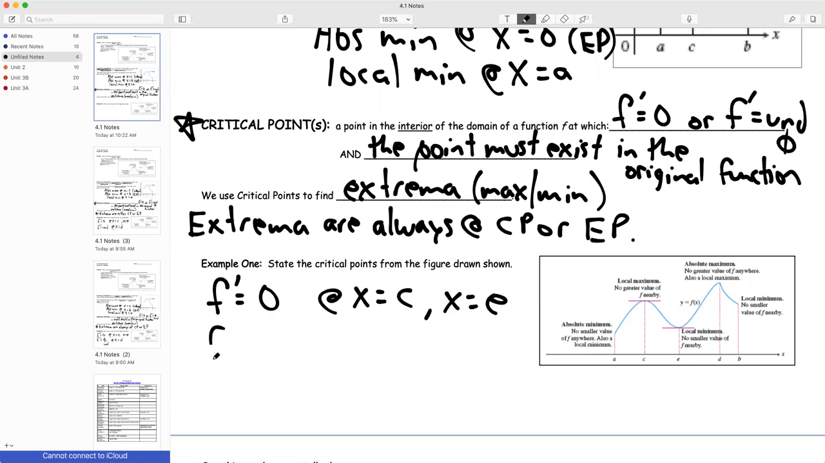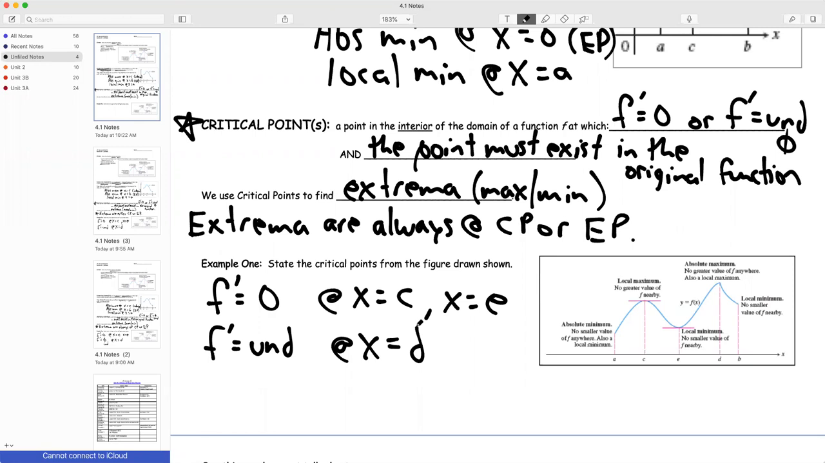It also has a critical point where my derivative is undefined. And there is a point where the derivative is undefined. In this case, that is at x is equal to d. And I know that it is undefined at x is equal to d because, and so how would we say that? It is not differentiable at x is equal to d because the slope on the left-hand side is not equal to the slope on the right-hand side. Therefore, it is not differentiable.